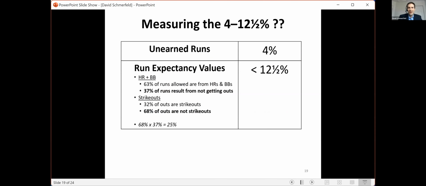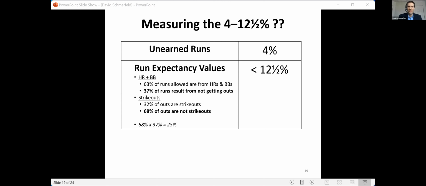Honestly, a more accurate title to this talk should have been measuring the 4 to 12.5%. At the lower bound, 4%, right? That's the number we get if we only consider unearned runs and errors. But there's more to fielding than not committing errors, right? Fielders' jobs are to get outs. So at the upper bound, 12.5%, this number comes from all of the opportunities that the fielders have to make outs.